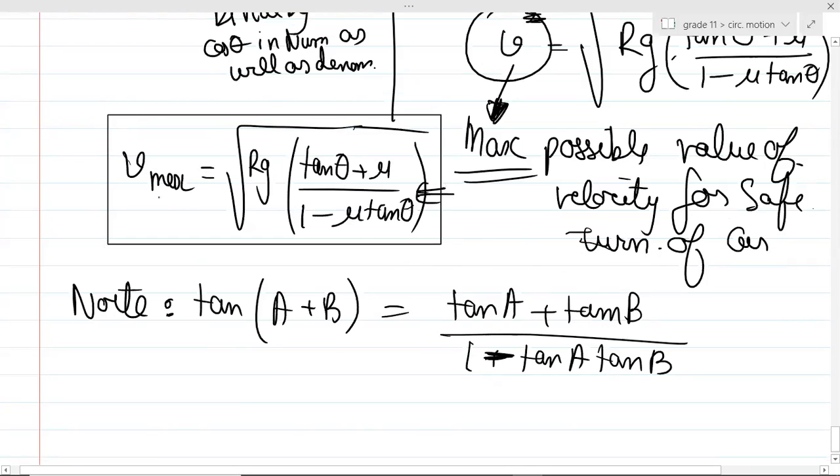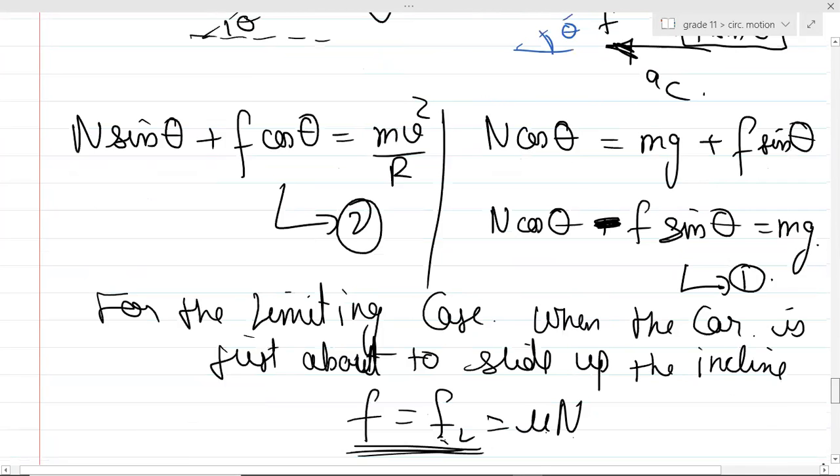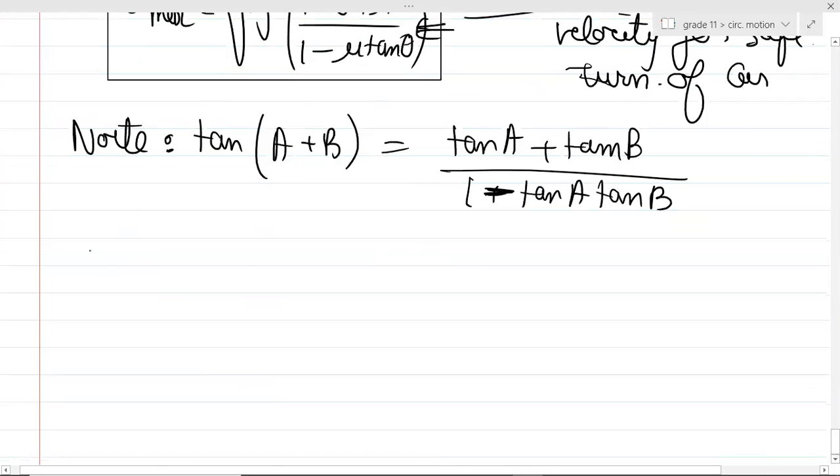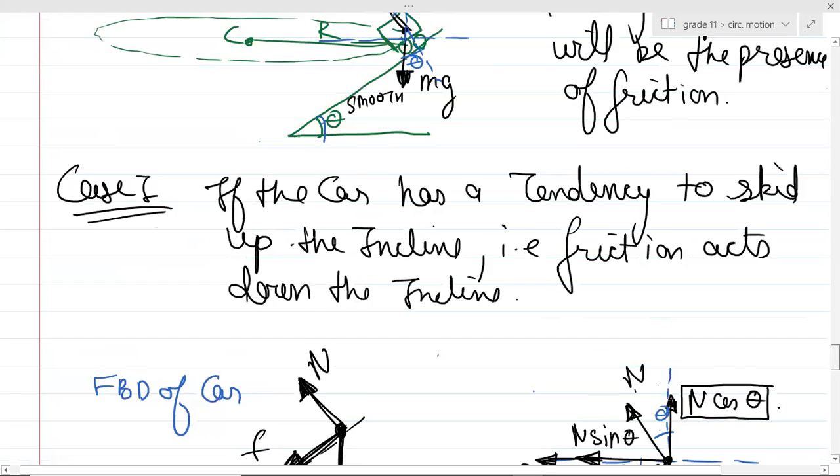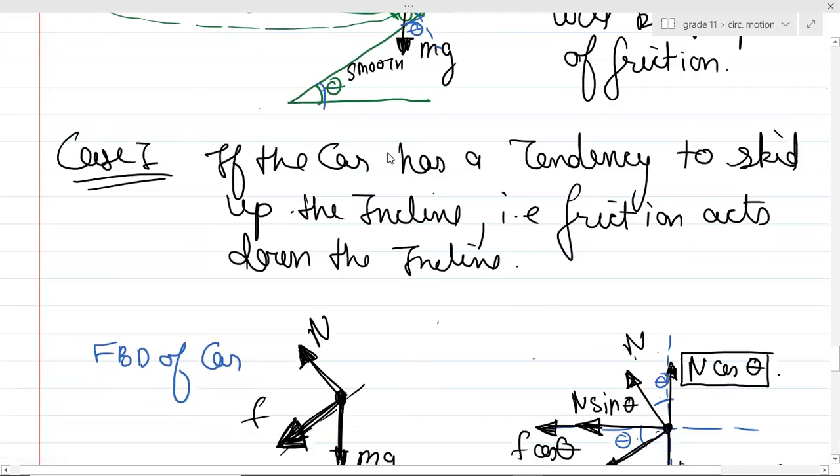Always remember, for a safe turn the velocity should be less than v maximum. Is this clear, guys? Will you be able to do case 2?